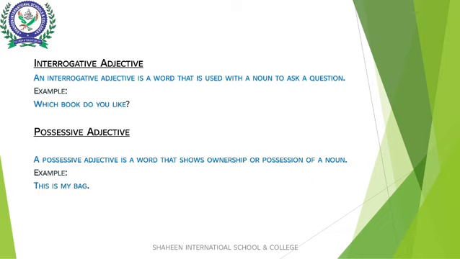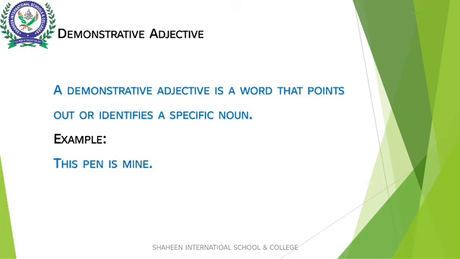Next form, possessive adjective. A possessive adjective is a word that shows ownership or possession of a noun. It means it shows the possession of a noun to which that noun or a thing it belongs. For example, this is my bag. In this, the adjective used is my. It is pointing out to the bag that belongs to me.